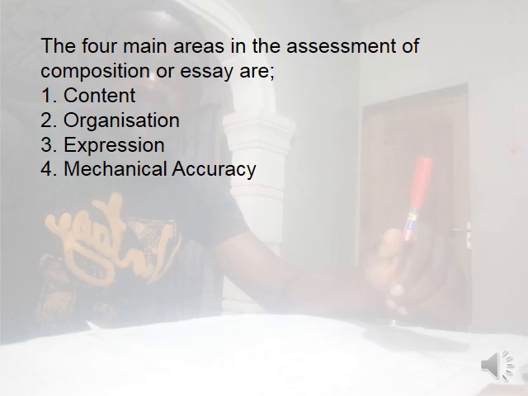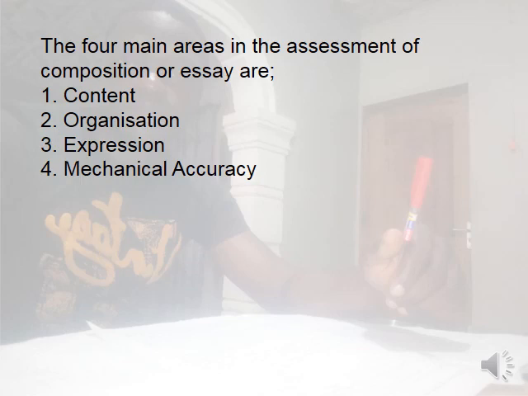The first one, which is content, has 4 marks allocated, and the organization also 4 marks, expression 8 marks, and mechanical accuracy 4 marks, making 20 altogether. 4, 4, 8, 4. So if a student scored 2 in content, 2 in organization, and let's say 4 in expression and mechanical accuracy 1, that is 2, 2, 4, 1. That is 10 over 20. So that is how the mark is allocated.